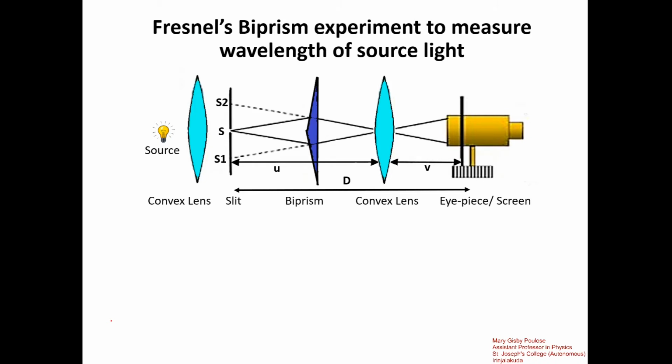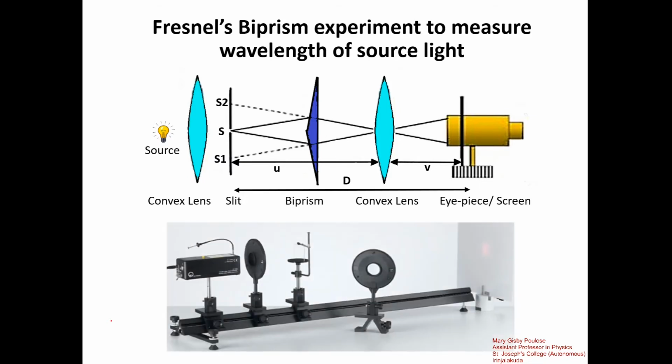So we have included two convex lenses in this experiment, and our screen can be an eyepiece that can be movable in the micrometer range, or it can be a camera. This is to record or view the fringes. The eyepiece is used to view the fringes, or the camera can be used to record the fringes. So this is the actual setup.